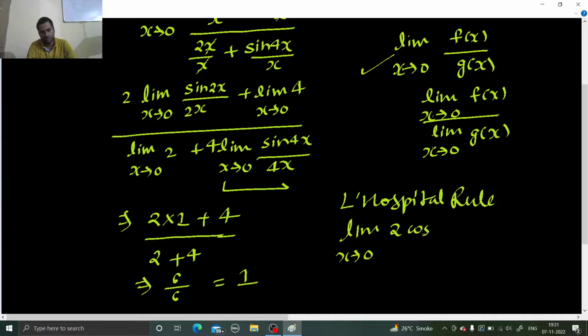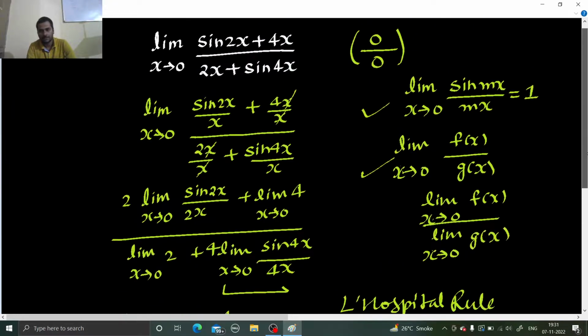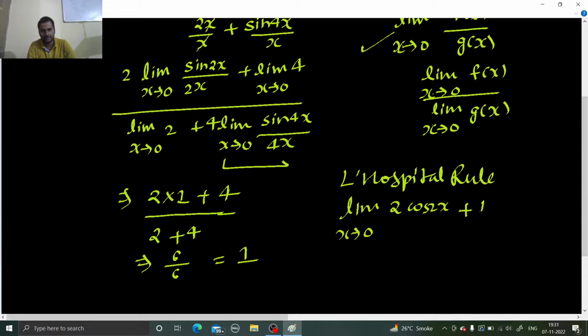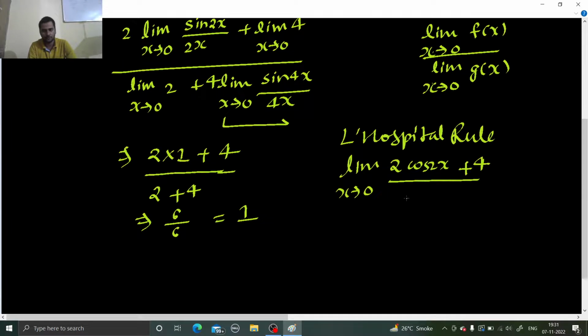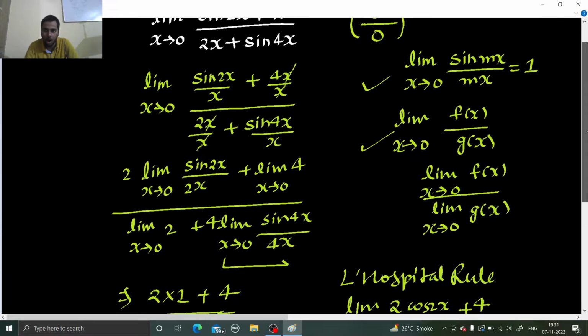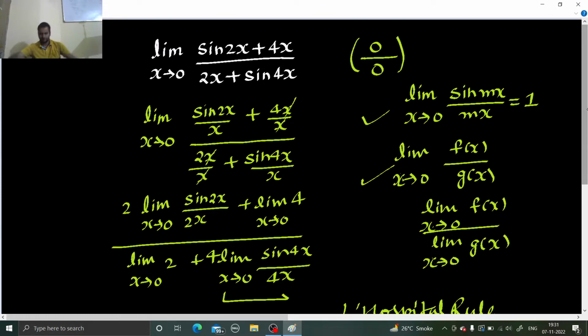So 2 cos 2x. Then we have 4x, whose derivative with respect to x comes out to be 4. In the denominator, we have 2x plus sine 4x. The derivative of 2x is 2. Sine 4x again gives cos 4x, and a 4 will come. Now try to put 0. Cos has no problem with 0 because that becomes 1. So 2 plus 4, 2 plus 4, 6 by 6. Again, you are getting 1. So either you follow this method or that method, both are the same.